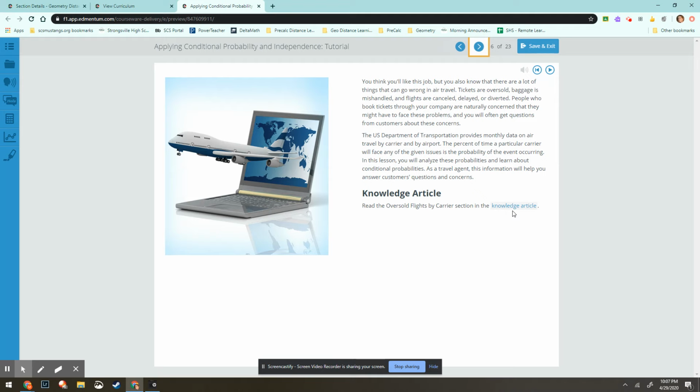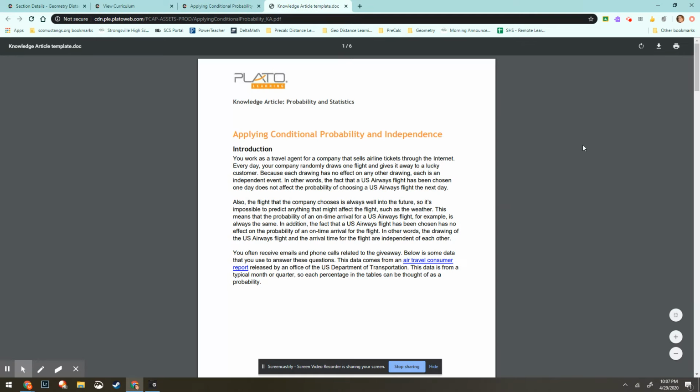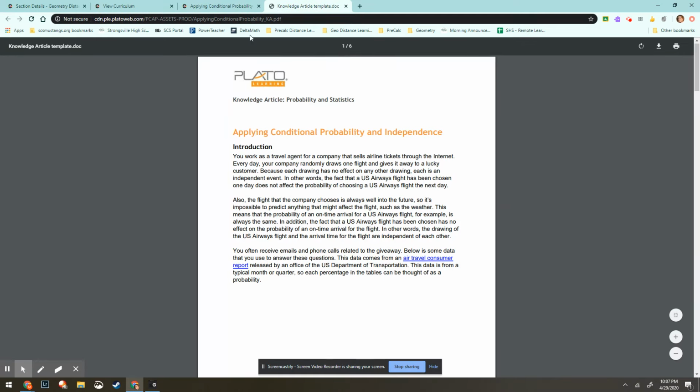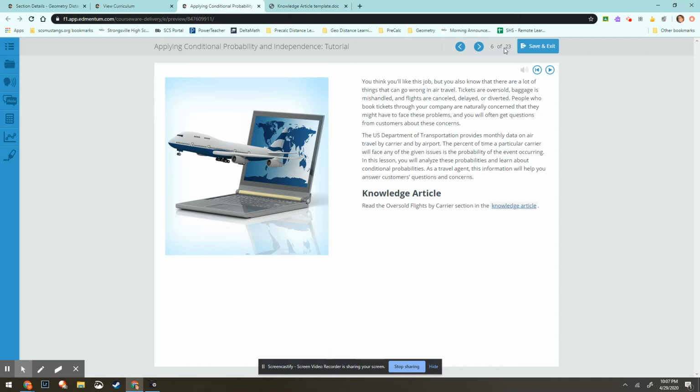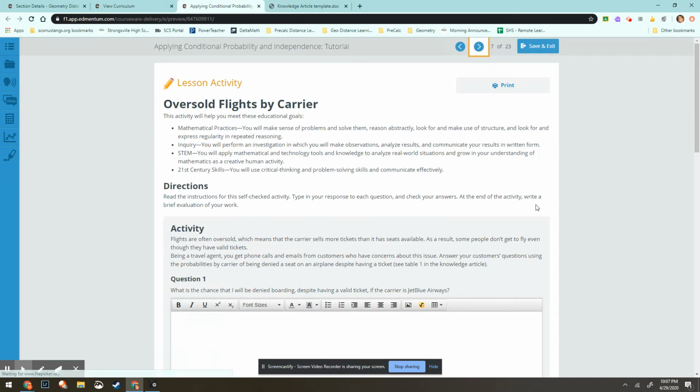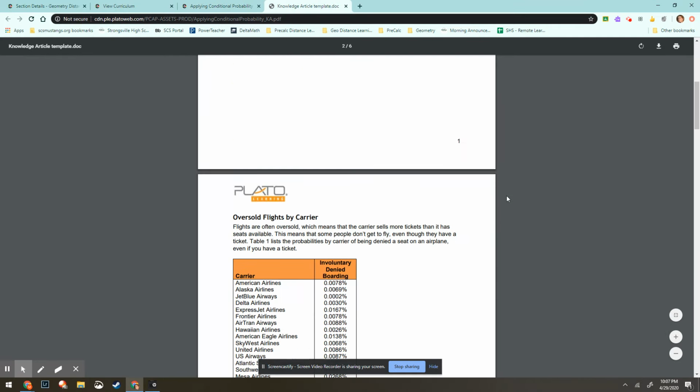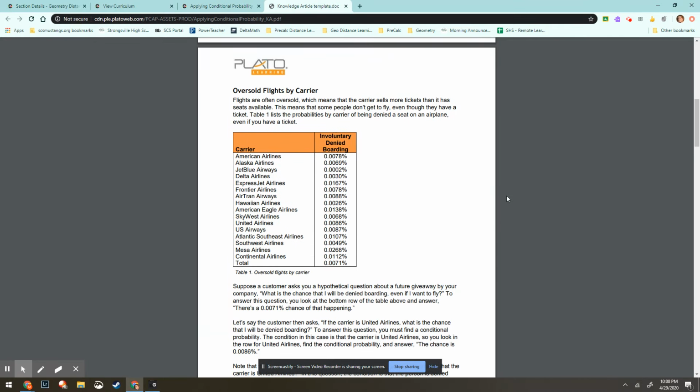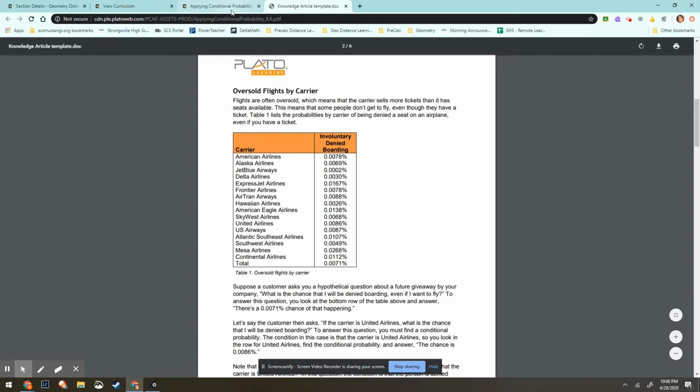This knowledge article right here, we're going to have to make sure we click on that because we're going to need to use that quite a few times. Okay. And this first activity, it says that we're looking at the oversold flights by carrier. Flights are often oversold, which just means that they sell more tickets than they have seats, kind of banking on people not showing up. But this talks about what is your risk of being denied boarding or getting bumped from a flight depending on the airline.